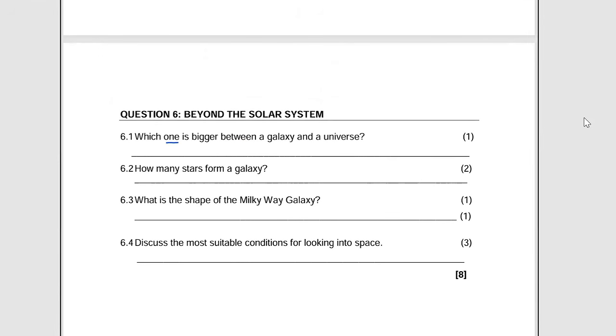Then 6.1 is there. Which one is bigger between a galaxy and a universe, right? So the universe is bigger. A universe is bigger than a galaxy.